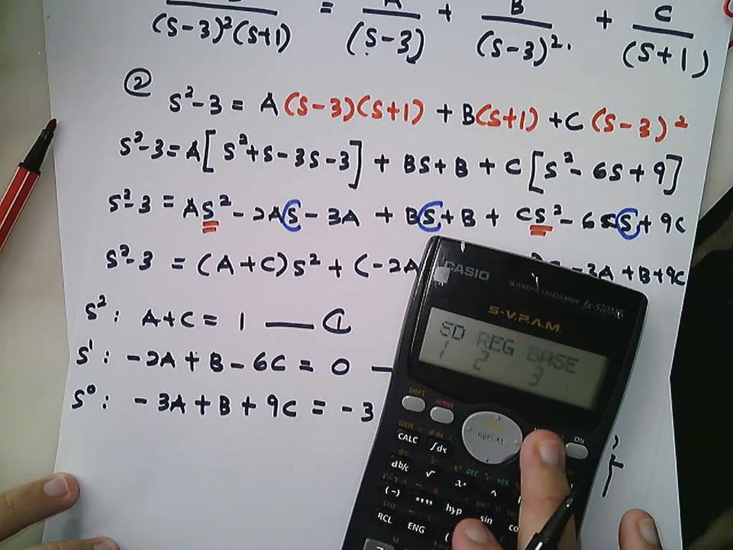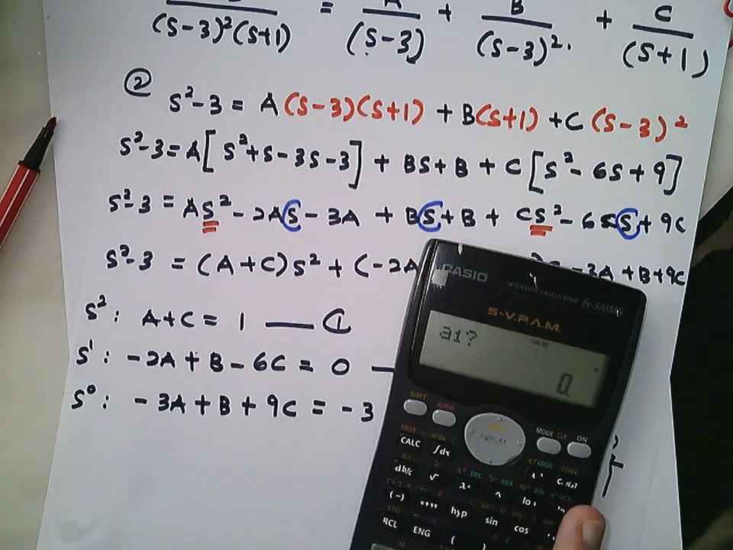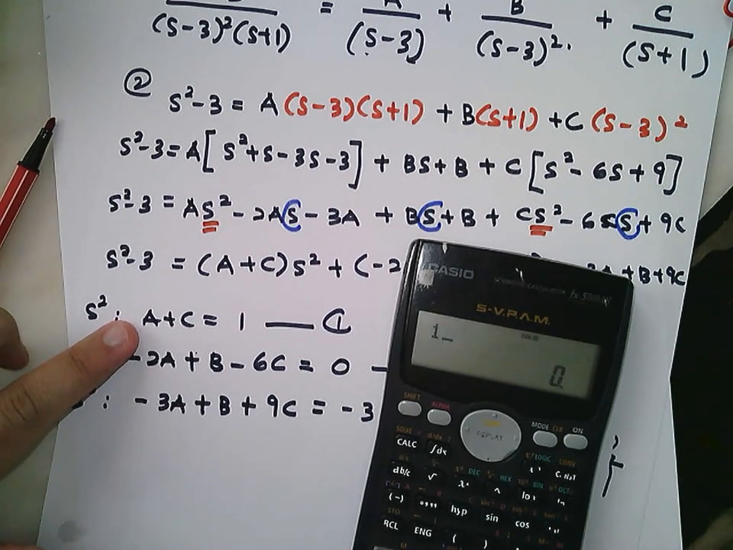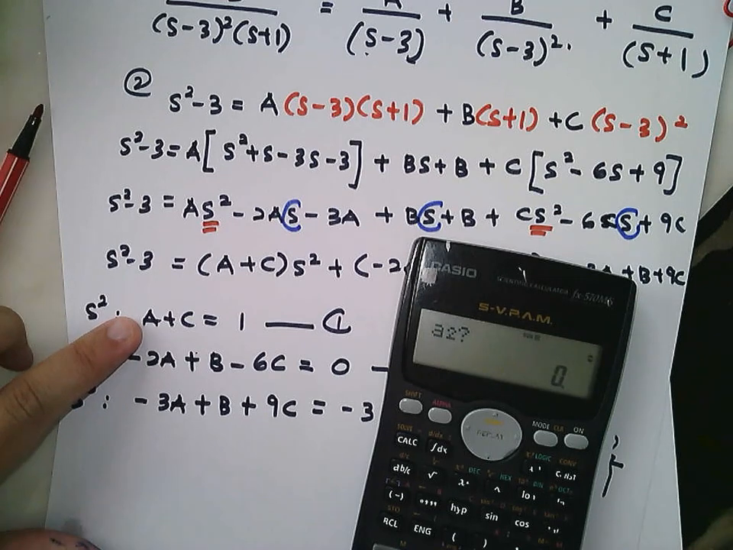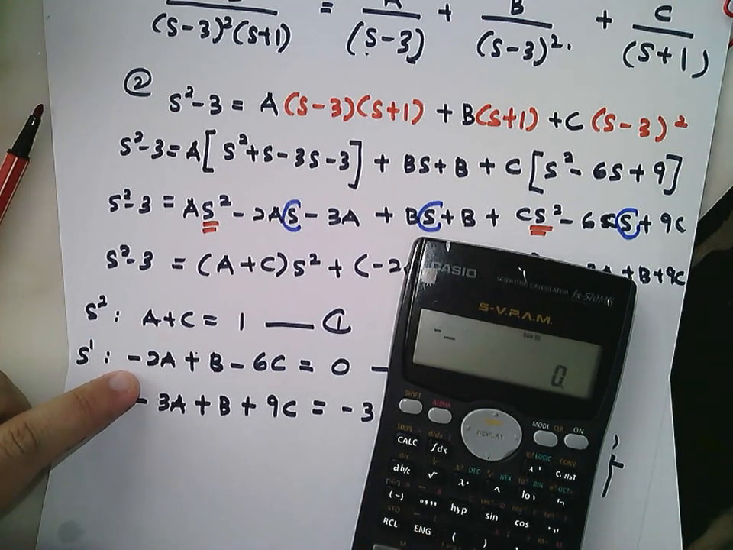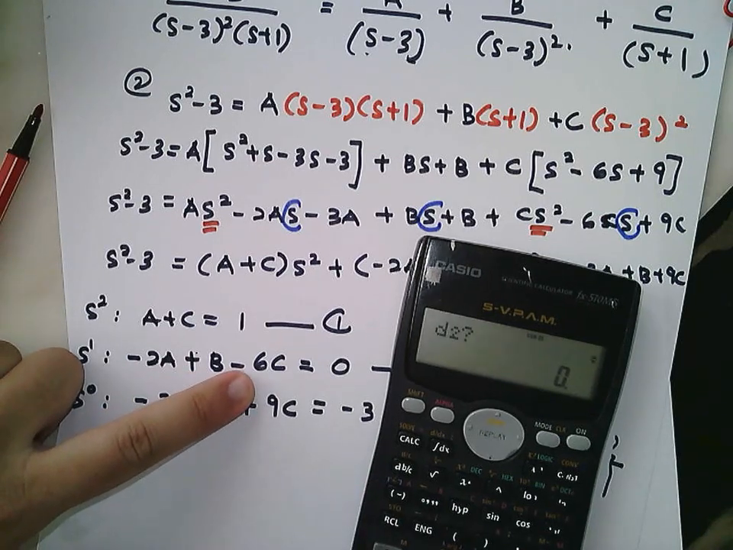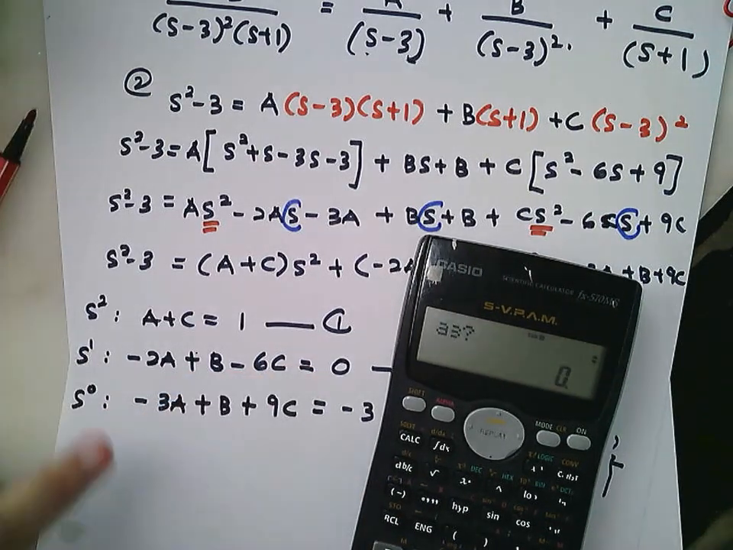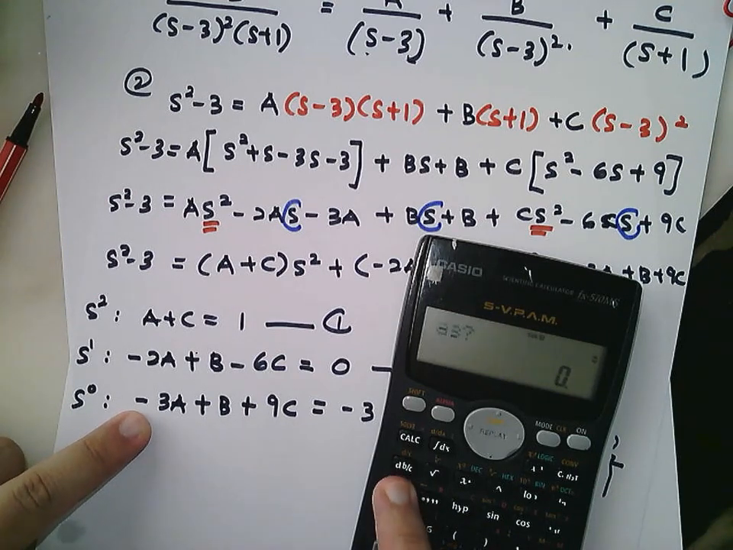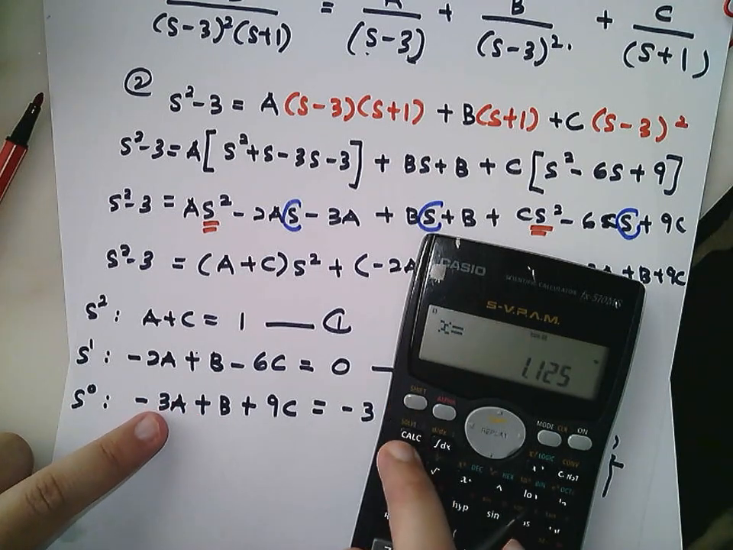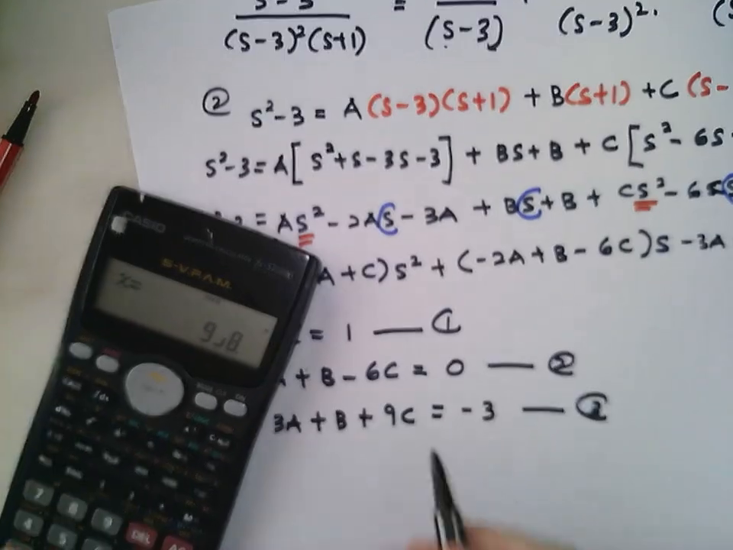So you will have equation unknown 3. Your a1 is equal to 1, your b1 is 0, your c1 is 1 and d1 is 1. For the second equation, your a2 is equal to negative 2, b is 1, c is negative 6 and d is 0. And the last one is a is equal to negative 3, b is 1, c is 9 and d is negative 3.